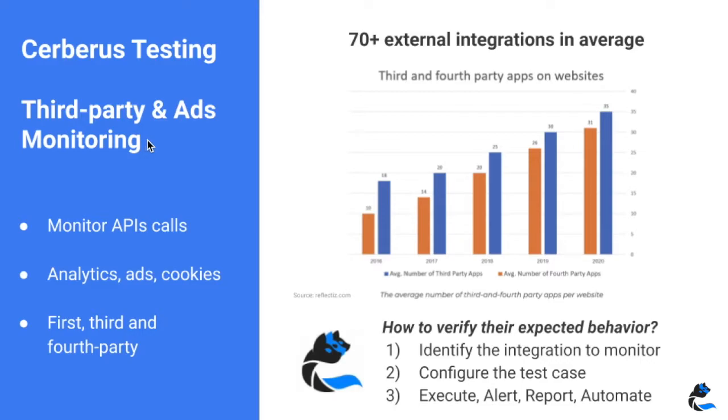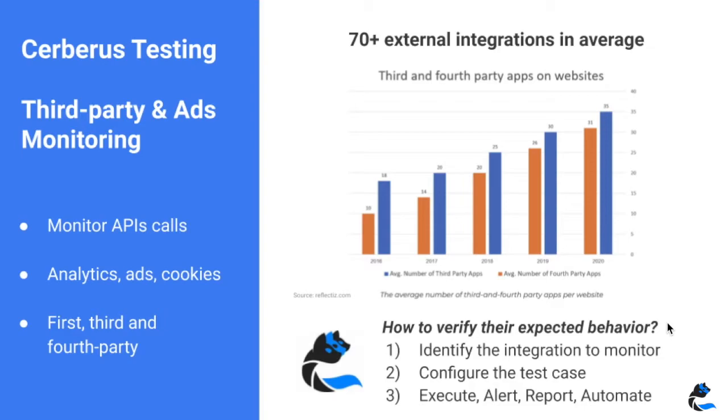Some facts on why it is important to address this point: the number of external integrations has doubled in the last 4 years. We have reached, for a typical website, at least 70 external integrations. And in fact, they are part of your user experience. If you want a successful user experience, you need to be able to verify their behavior. So this is what we will share today in this video.